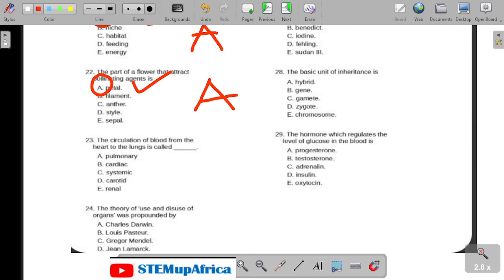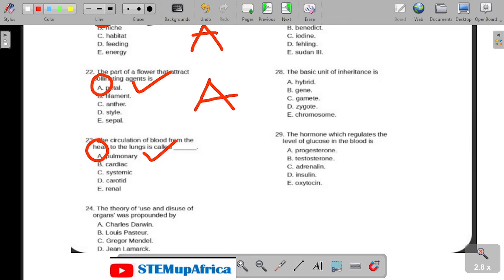The circulation of the blood from the heart to the lungs is dash what? Who is responsible for that? It is the pulmonary circulation. The pulmonary circulation carries deoxygenated blood away from the right ventricle to the lungs and returns oxygenated blood back to the left atrium.